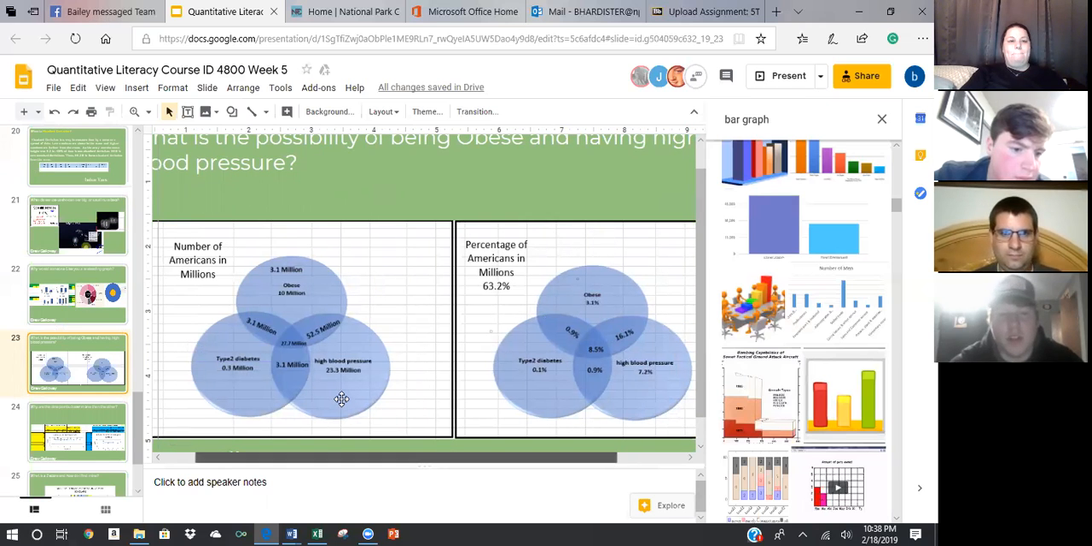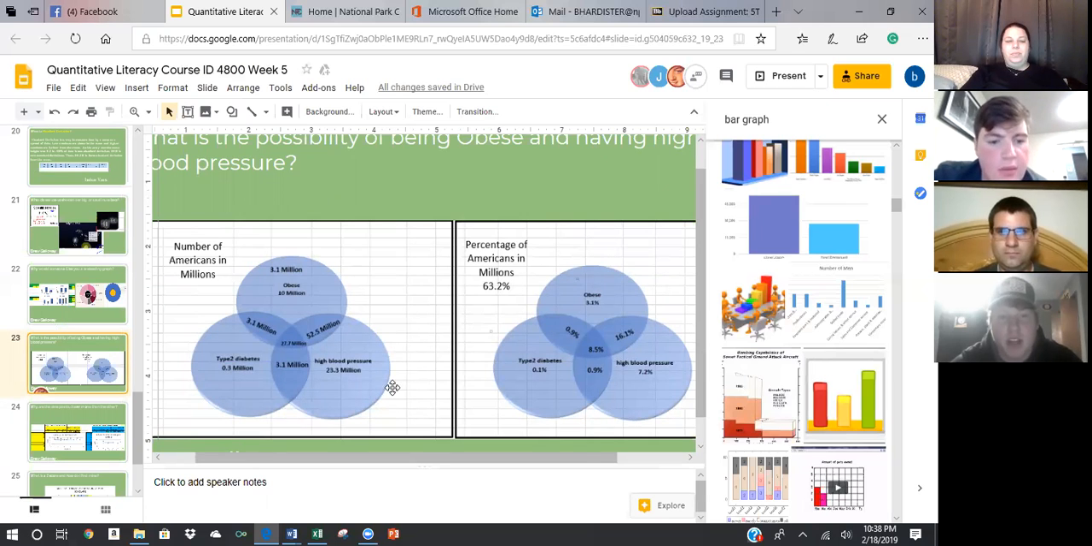So if you look on here, our assignment was to find that out. And if you look on the first one, you can see the ones right between the obese and high blood pressure. If you put those two together, you'll have 52.5 million people who would have it. And that equates to 16.1% of people who are obese and have high blood pressure.